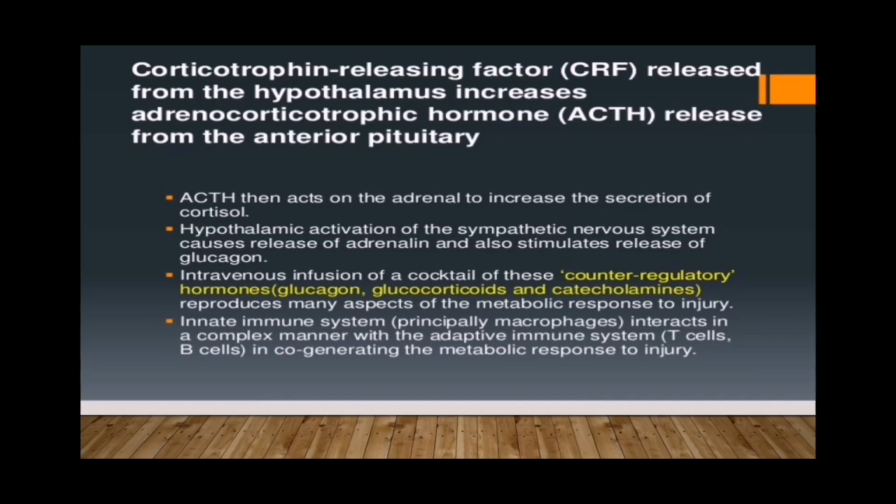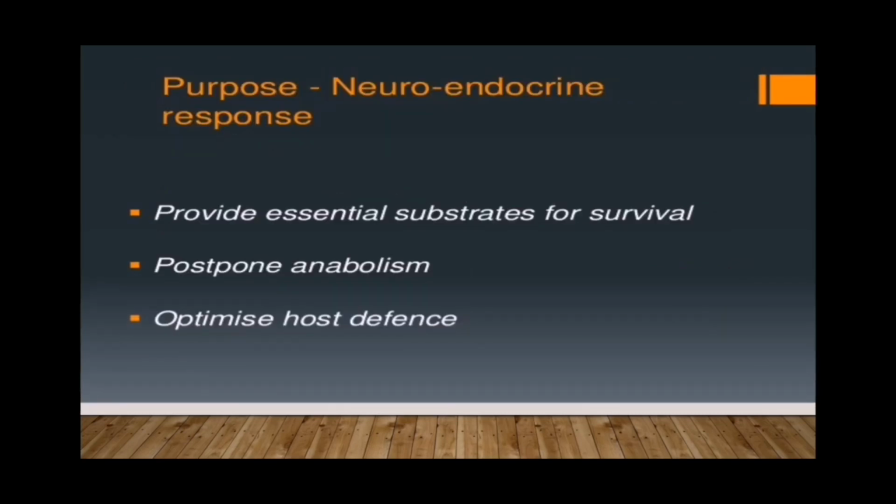to injury. The innate immune system, principally macrophages, interacts in a complex manner with the adaptive immune system, like T cells and B cells, in co-generating the metabolic response to injury. The purpose of the neuroendocrine response is to provide essential substrate for survival, postpone anabolism, and optimize host defense.